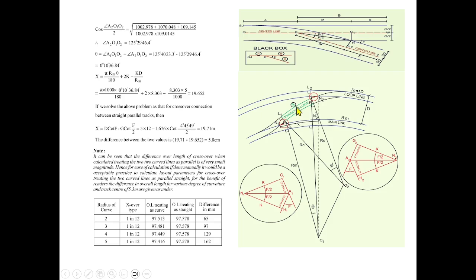Okay, and we can measure the deflection angle as well as the length from the heel of crossing to the intersection point. If you are measuring that, that will be your tangent length. The deflection angle, the deviation, we can also measure. So using your tangent length and the deflection angle, you can find out the radius of the connecting curve. Then, with that radius, we can set out the curve here. So that's all about crossover between curved parallel tracks.